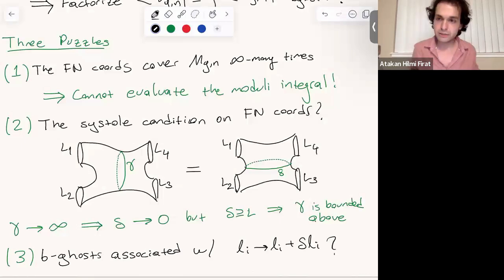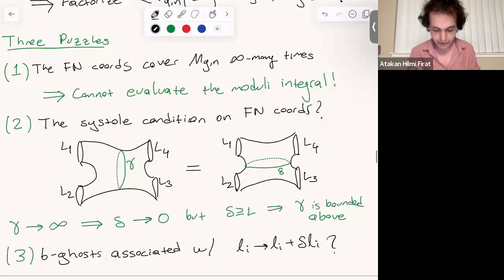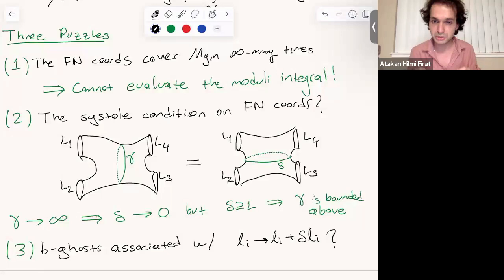So naively, what you might think is, oh, I will integrate over the geodesic length and twist, but it won't work. So that's the first puzzle. The second puzzle is the systole condition. The systole condition is applied for all closed geodesics.